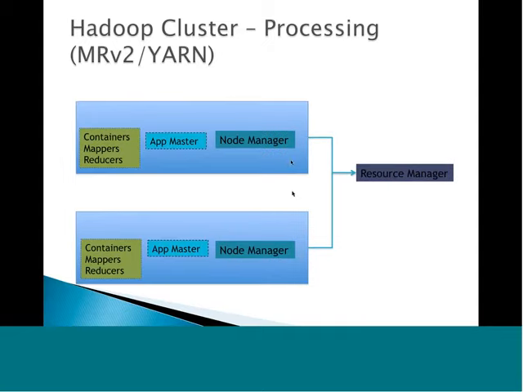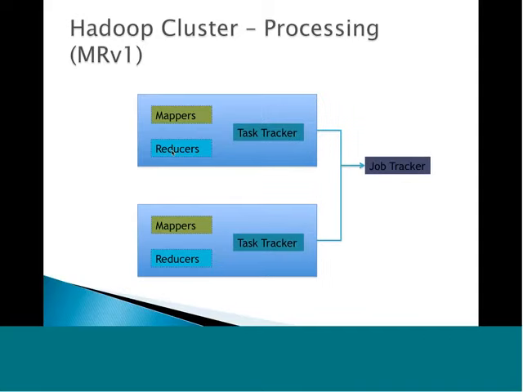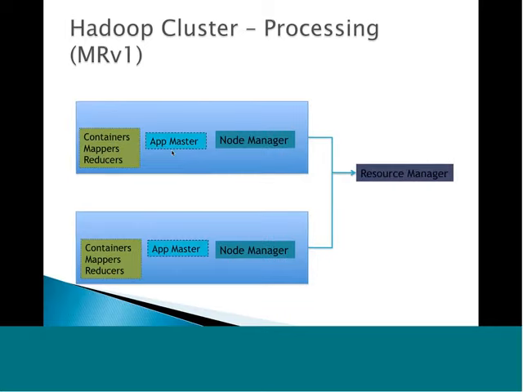And when it comes to MRV2 or YARN, you will have a resource manager, which is a master, and a node manager, which are slave daemon processes. And then there are mappers and reducers and app master. I will talk about those things when we get into them. For now, just understand that there are two frameworks, MRV1 and MRV2.